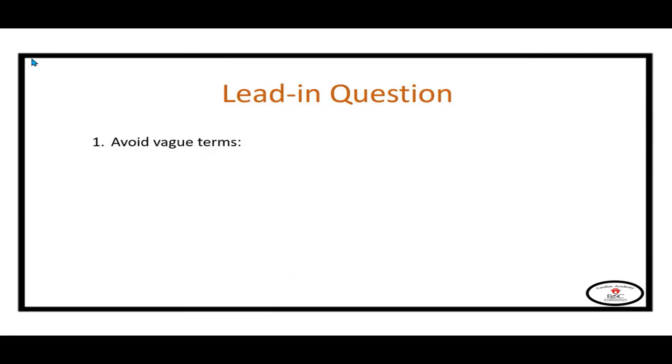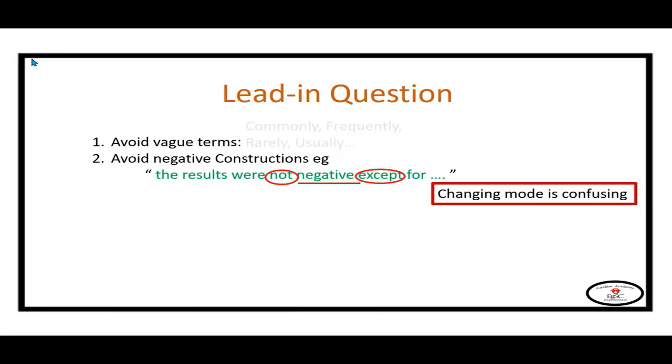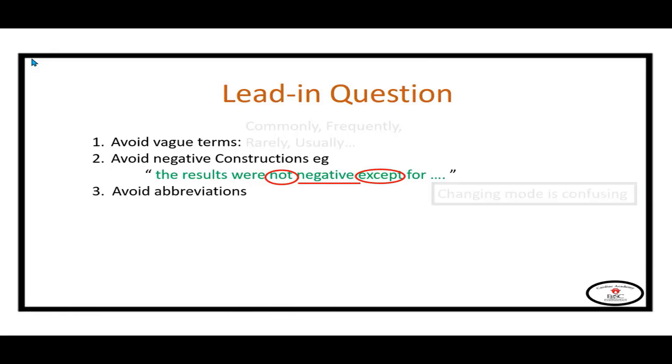Leading question. Avoid vague terms like commonly, frequently, rarely, and usually. Avoid negative constructions. For example, okay, the results were not negative except for, or like, what does that even mean? Not negative except for, all right? So changing mode is confusing, and studies actually show that 1/3 of us do not make that switch. So you need to keep things positive and you need to avoid abbreviations.